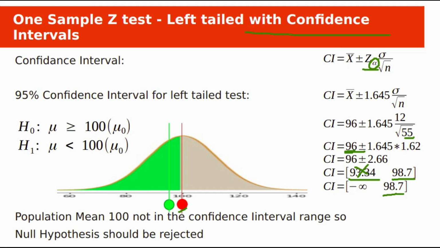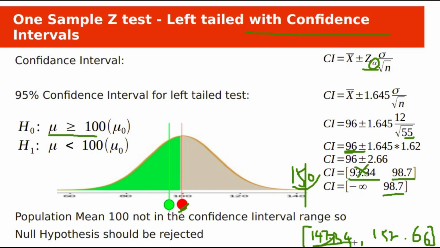You may have a doubt why we are taking only the upper bound. Suppose the sample mean is 150, then if you construct the confidence interval, the lower bound will be 147.34 and upper bound 152.66. According to the null hypothesis, mu greater than 100, which is a valid score, but your mu naught is not within this confidence interval.